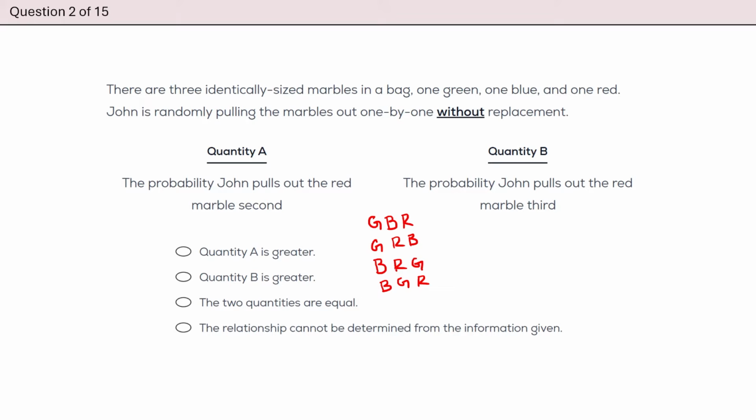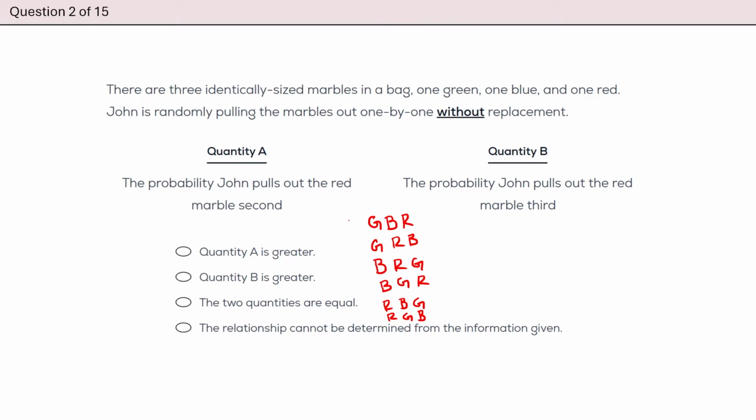And you might think, wow, this is tedious as hell. Not really, because there's only 2 more. We could choose the red one first, the blue one second, and then green, and then red, green, and then finally blue. So these are the 6 possibilities. So what's the probability that the red marble is second?